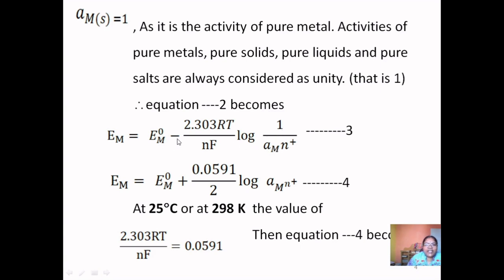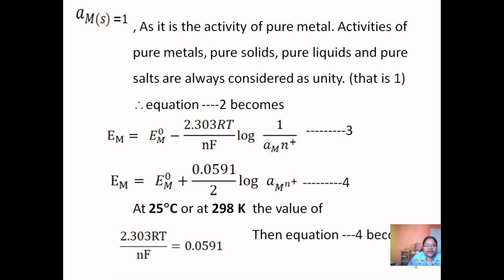Then by changing this minus sign to plus, we can change this to just activity of metal ion. So this is the equation, that is E metal is equal to E0 metal plus 0.0591 by 2 log to the base 10 activity of metal ion, and this is the reduction potential of the metal ion electrode, or we can call this the Nernst equation for the electrode potential of metal ion electrode.